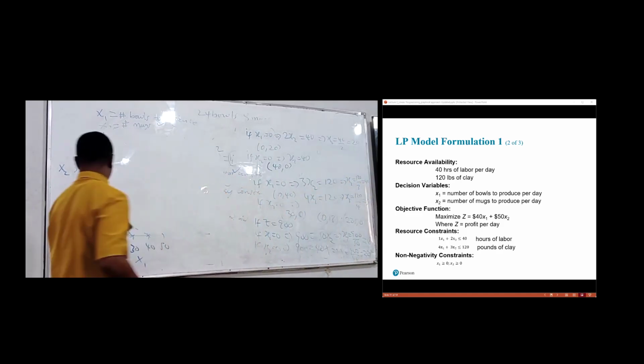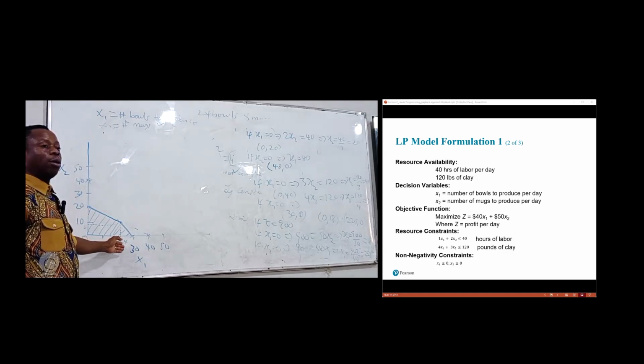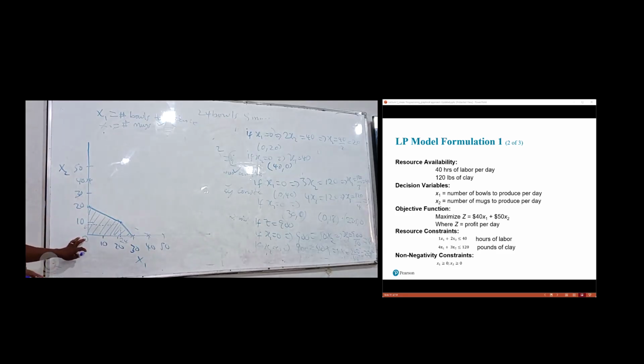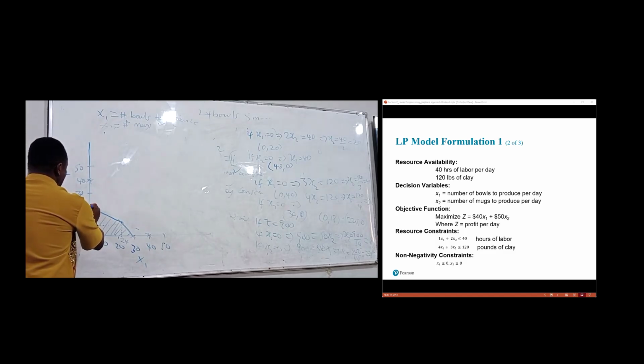We have 0, 0, 0, 20, 8, 24, or 24, 8. Then we have what? 0, what? 30. But usually this 0, 0, we don't consider that, because if you produce 0 mass and 0 booms, you get 0 profit. So it's out. We want to do business. Okay? So the points that are then considered are these 3.